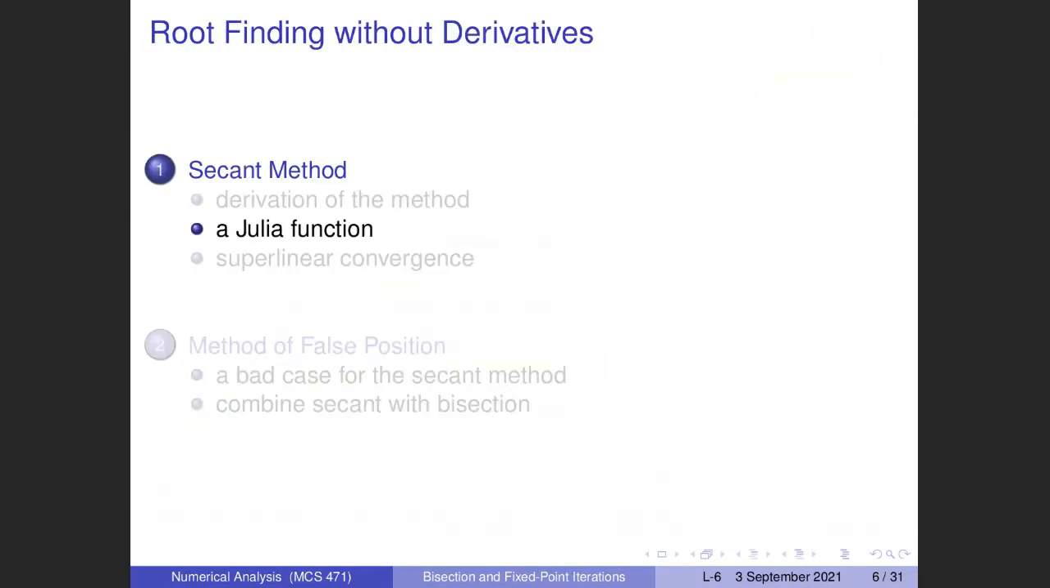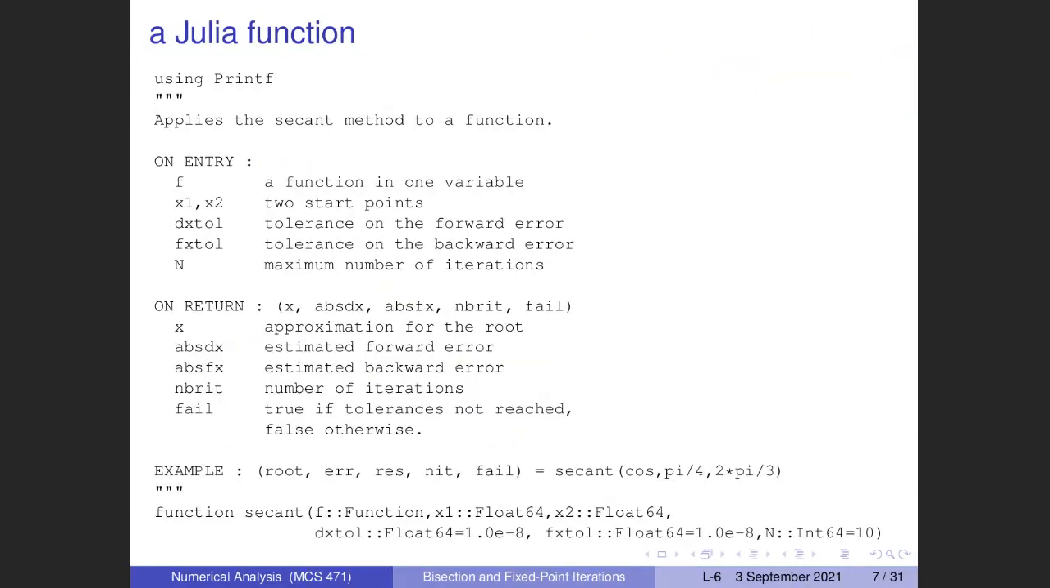All right, so here we arrived then at our Julia function. So we have a function in one variable on input, and we now have 2 starting points. So these are the 3 arguments that any user must supply to this function. So these are the 3 mandatory arguments.